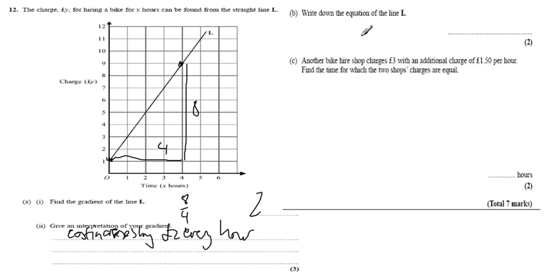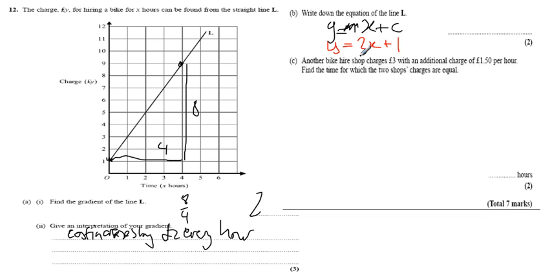Write down the equation of the line L. Well, we know y equals mx plus c. That's an m, by the way. And you know that m represents the gradient. So if we replace m with the gradient, we get y equals 2x plus c. What's c? Well, c is where it goes through the y-axis, and it goes through the y-axis at 1. So it's y equals 2x plus 1.